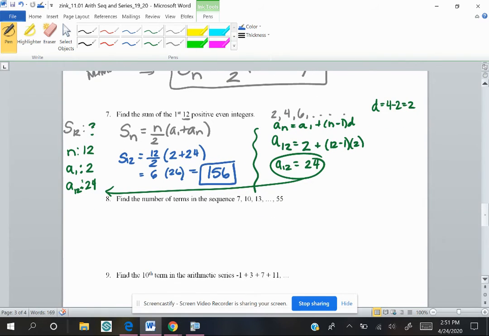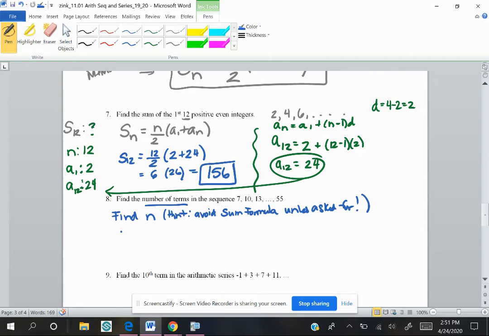Number 8. Find the number of terms in the sequence. So a little bit different this time. We want to find how many terms there are. So we're really looking to find n. Now, my little hint here is avoid the sum formula if you can. So avoid the sum formula unless they ask you to find the total.